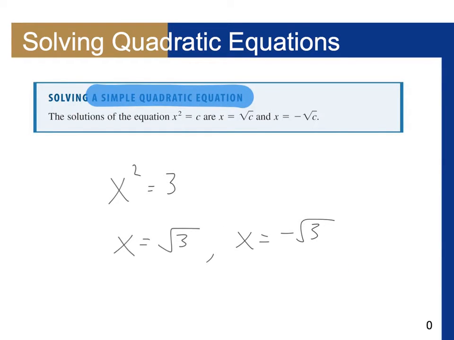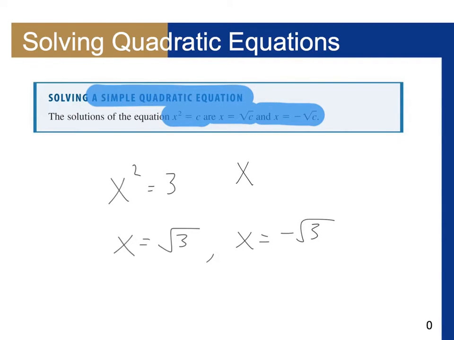That's this form. We have x squared equals some number. So when we have x squared equals c, we can use x equals square root of c and x equals minus square root of c. Okay, so for example, here we have x squared equals 3. What we can do is say x equals square root of 3 and x equals minus square root of 3. Now, the way we solve a simple quadratic equation is we're just taking the square root of both sides.